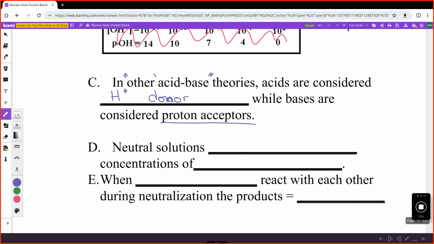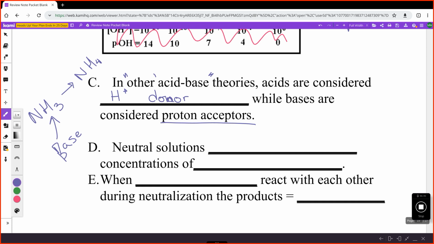Okay, so anything that takes on an H plus, like when NH3 becomes NH4, this is a base because it can accept an H to become NH4. All right, so that's how that works.